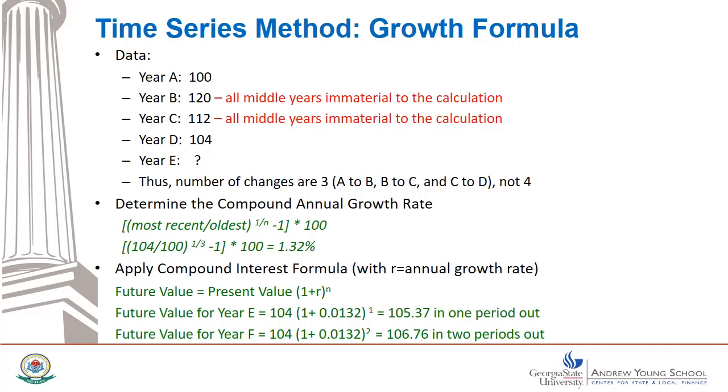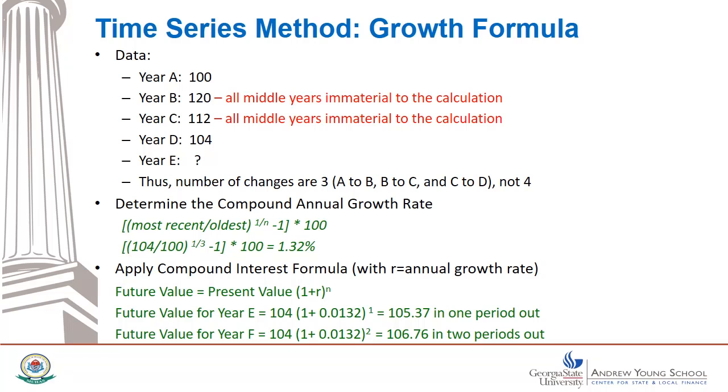You then multiply the result by 100 to convert it to a percentage. The result is that, in this example, the compound annual growth rate is 1.32%, from 100 in year A to 104 in year D. We can now use that 1.32% compounding rate as an input to the compound interest rate formula, which is the present value times 1 plus the rate raised to the n power. To determine the forecasted future value for 1 year out, or year E, we plug in the numbers.